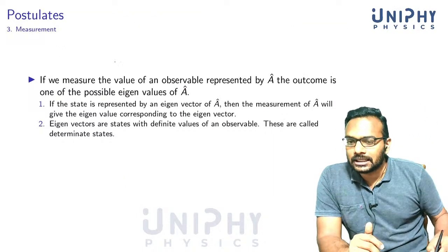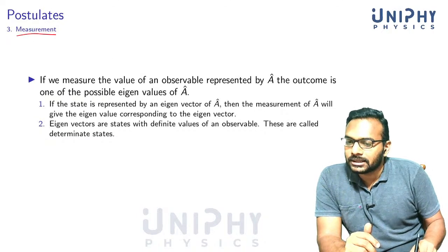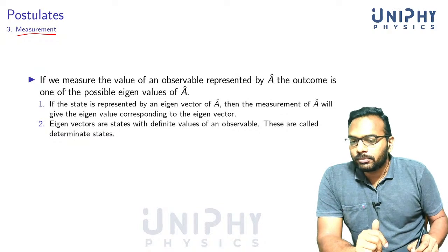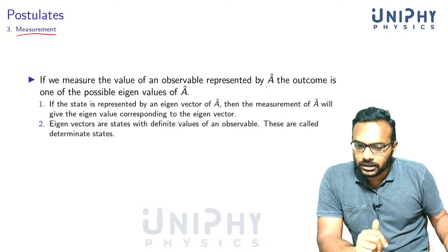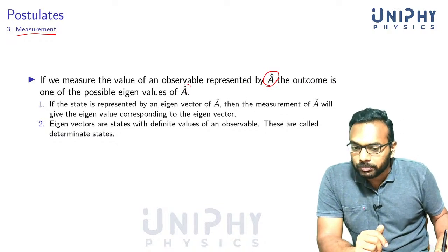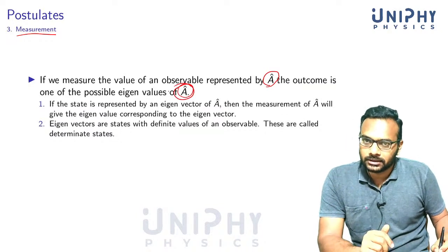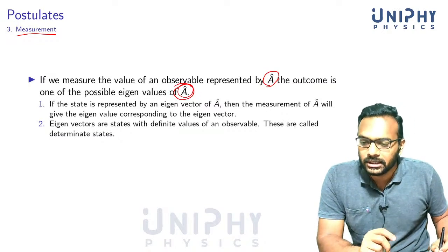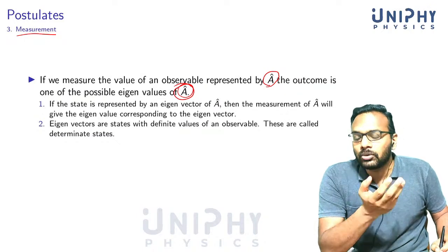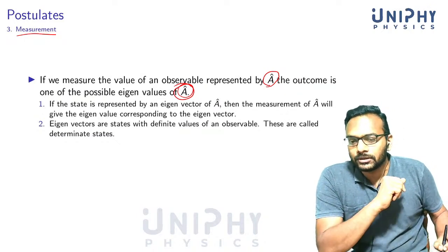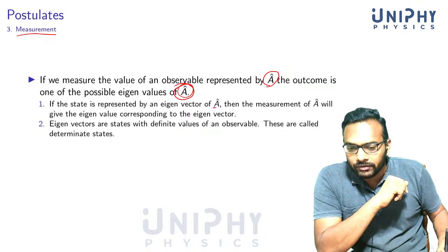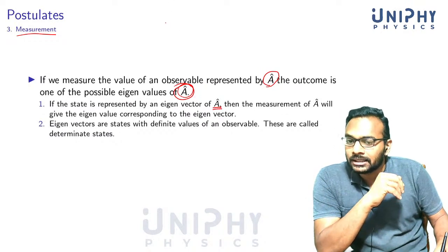The third postulate is regarding measurement. We need all these postulates. If we measure the value of an observable represented by a Hermitian operator, the outcome is one of the possible eigenvalues of this operator. That's the postulate regarding measurement. If you measure the value of an observable, a physical quantity, the outcome is one of the possible eigenvalues of that operator.